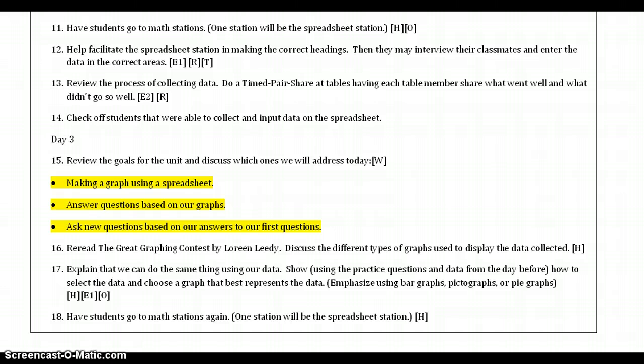And I would also do that for the other tables at different stations, asking them the same thing. That way, everyone is participating in that think, pair, share, but they're not necessarily talking about the same activity. And then, again, the last thing I would be doing is checking off students on the checklist.